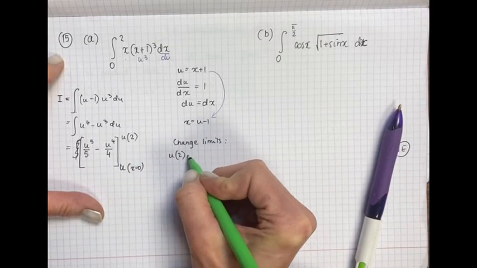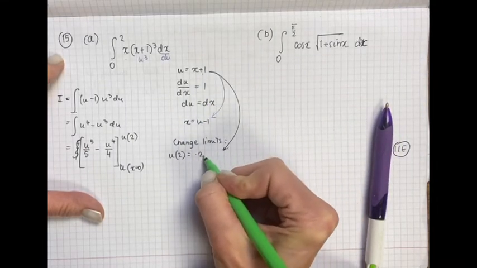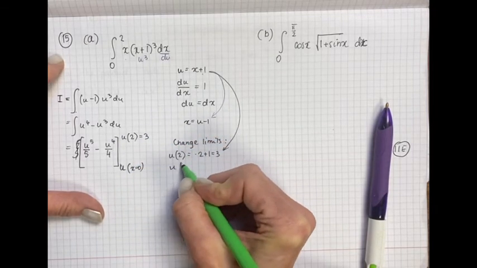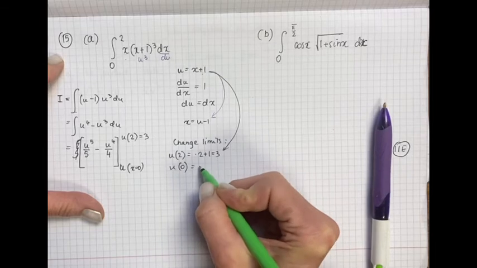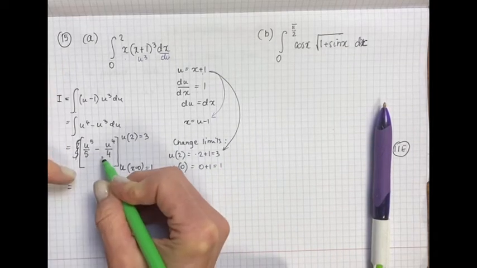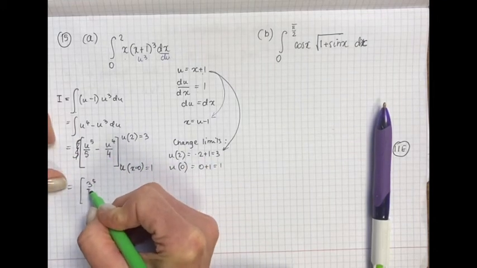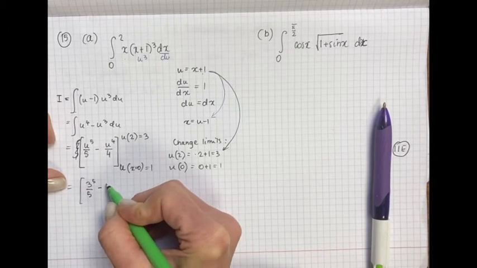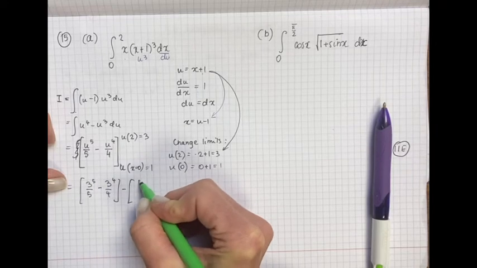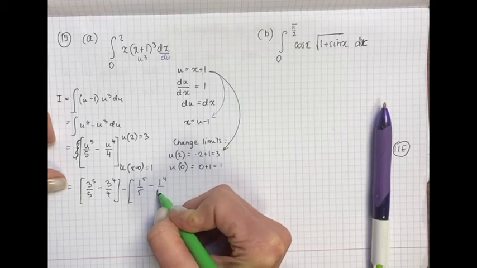u of 2: we're going to substitute into this 2 plus 1, which is 3, so that will become 3, and u of 0 is going to be 0 plus 1, which is 1. So we don't need to go back to x's, we can just sub those new limits. So it's 3 to the power 5 over 5 minus 3 to the power 4 over 4. Subtract 1 to the power 5 over 5 minus 1 to the power 4 over 4.